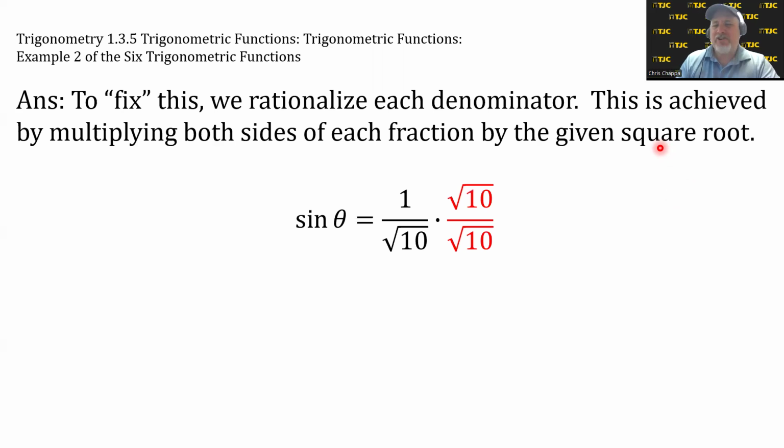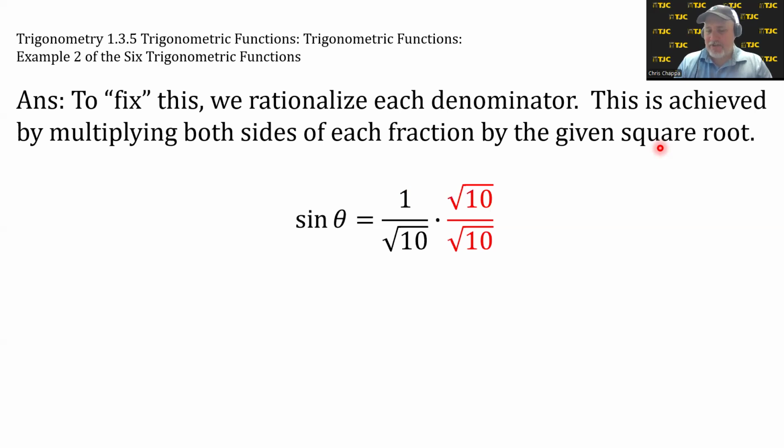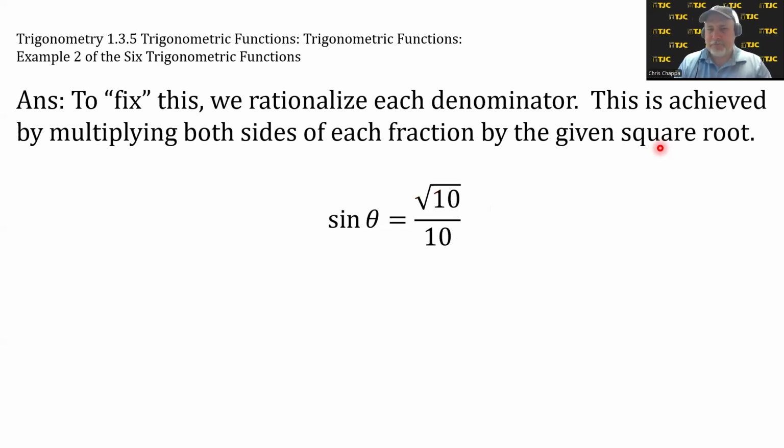Well, first off, the fraction in red is equal to 1, so multiplying by it doesn't change the value of the fraction. It simply changes its look. On the top, 1 times the square root of 10 is the square root of 10, and on the bottom, the square root of 10 times the square root of 10 is the square root of 100. But the square root of 100 is just 10. In fact, anytime you multiply a square root by itself, like in the denominator, they basically cancel, and you're left with just that number. This would be the answer that some homework platforms and some professors would expect.